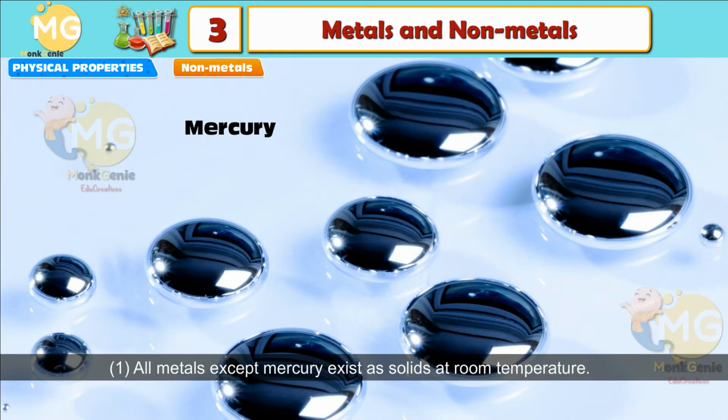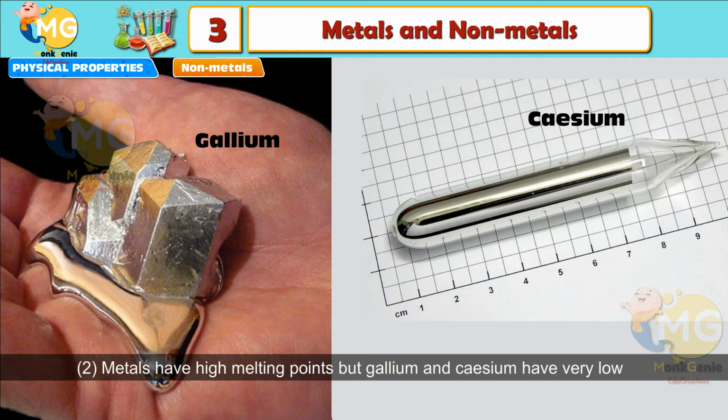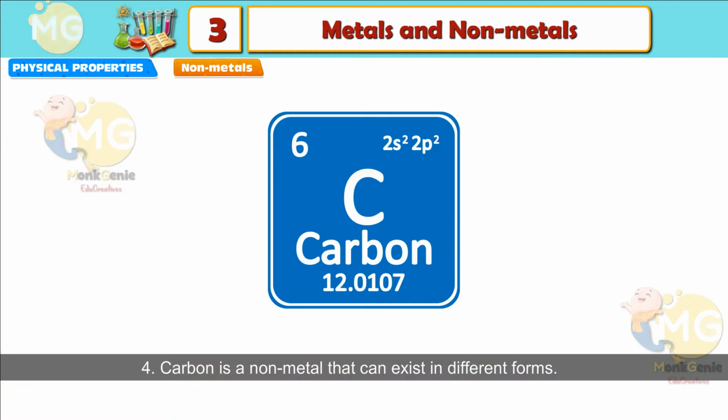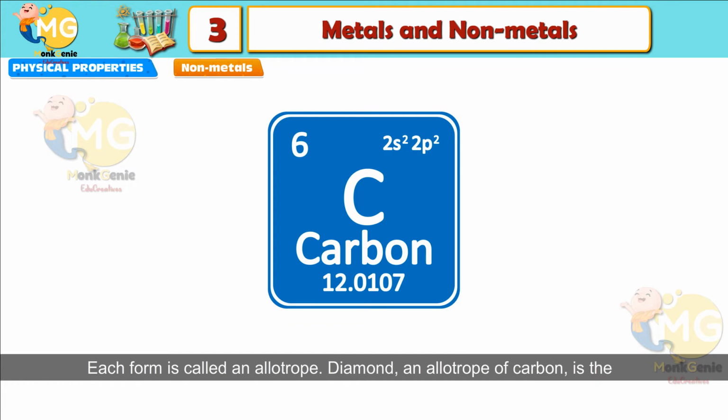For example, 1. All metals except mercury exist as solids at room temperature. 2. Metals have high melting points but gallium and cesium have very low melting points. These two metals will melt if you keep them on your palm. 3. Iodine is a non-metal but it is lustrous. 4. Carbon is a non-metal that can exist in different forms. Each form is called an allotrope.